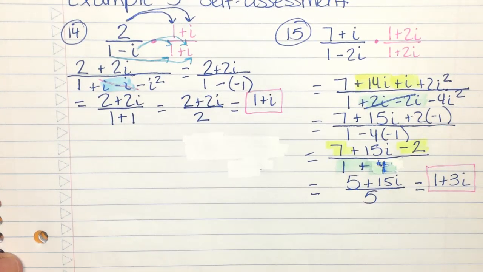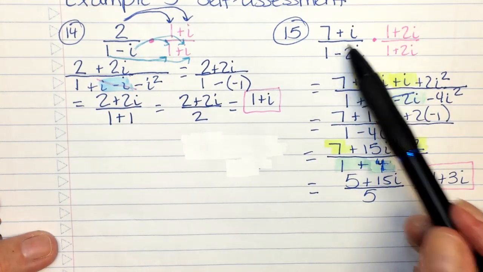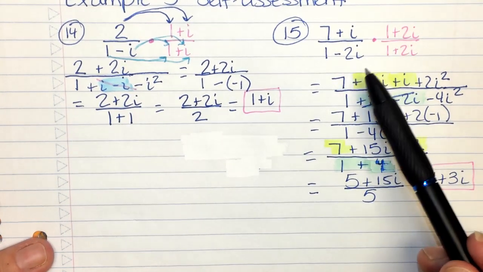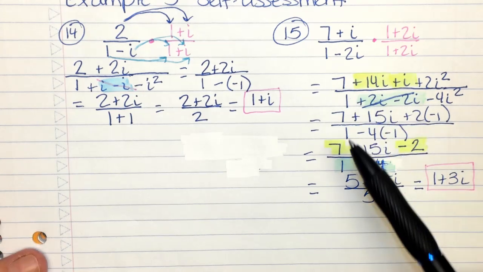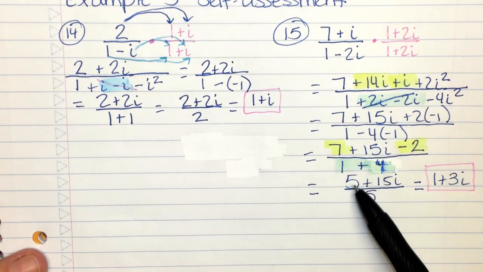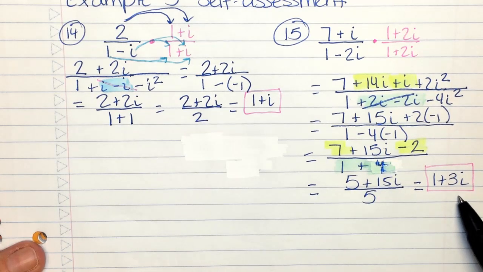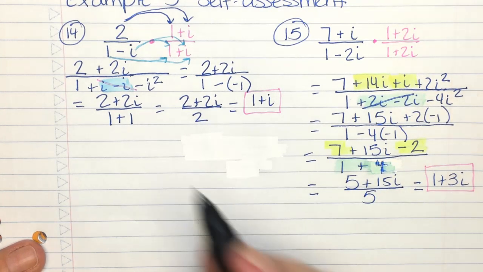Just because the placement was going to not work out. So here's number 15. So we did the FOIL method on both. If you want to do box method, you can, but to save space, I just did the FOIL method. And then I highlighted, whenever I combine something, I highlighted it to the bottom one. These both are divisible by 5, so we end up with 1 plus 3i.